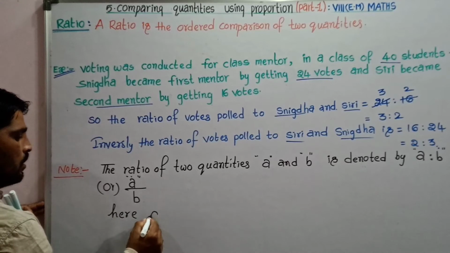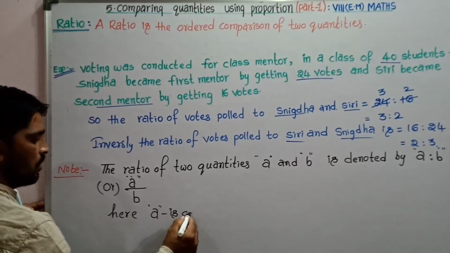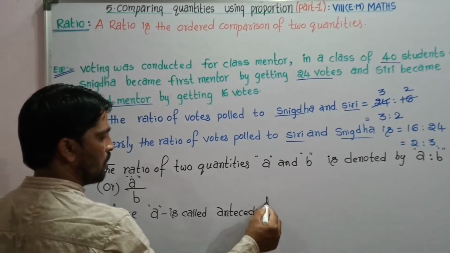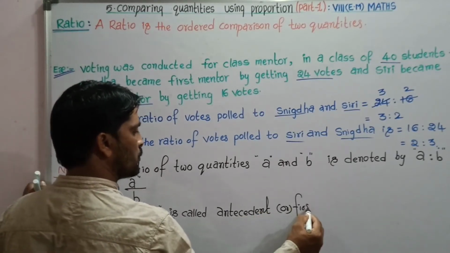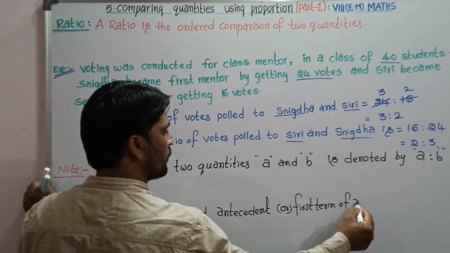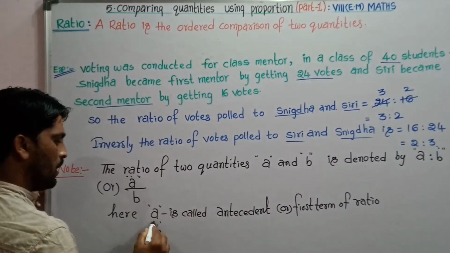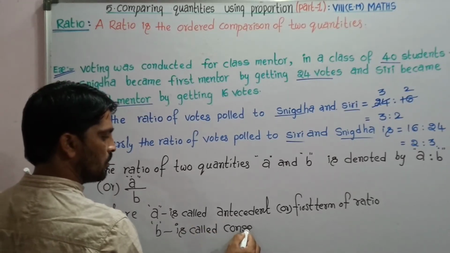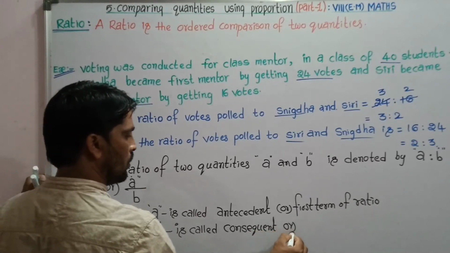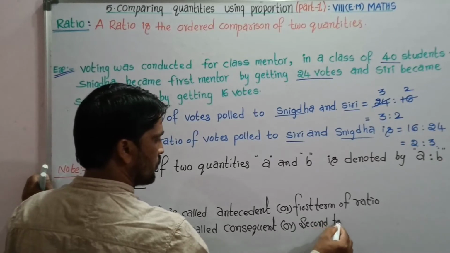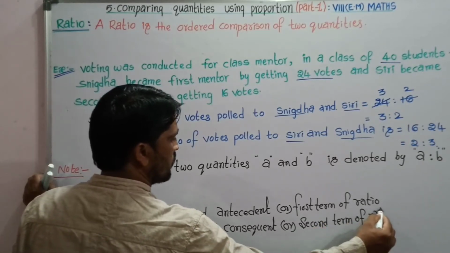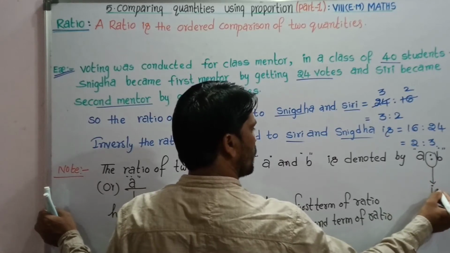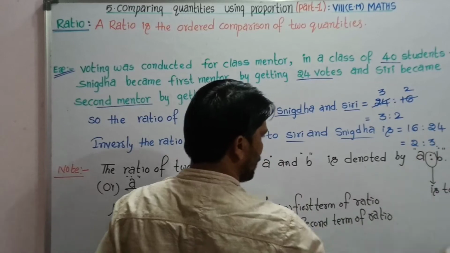Here A is called antecedent or first term of the ratio, and B is called consequent or second term of the ratio, and we use this symbol to denote ratio, which is read as 'is to', that is A is to B.